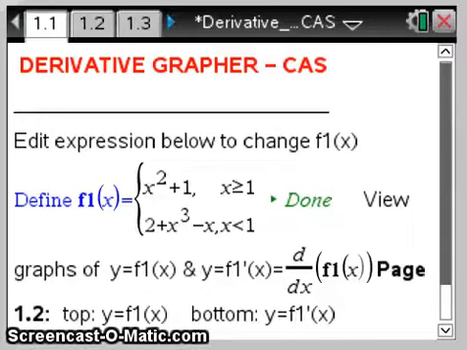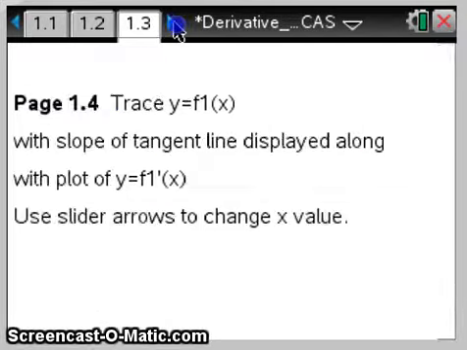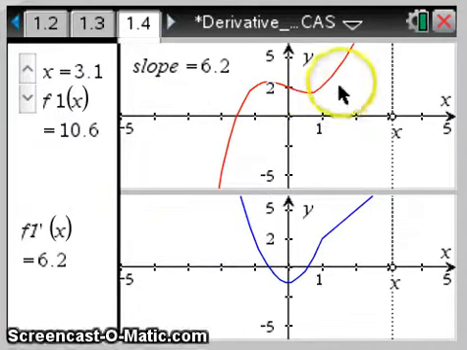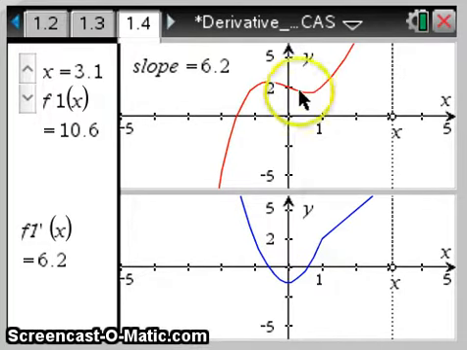This is the second video on the derivative grapher, and the function f1 has been set up to be a hybrid function with a quadratic and a cubic component. So we go to page 1.4, we see the graph of the function, and there's the quadratic component down to about there. It's then the cubic component.